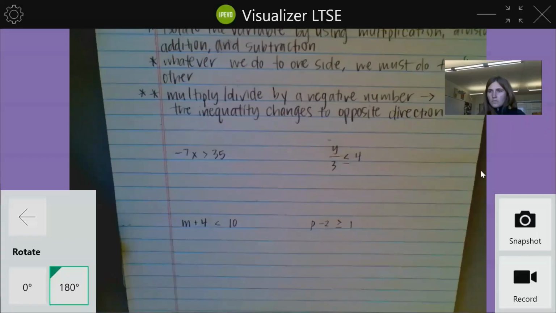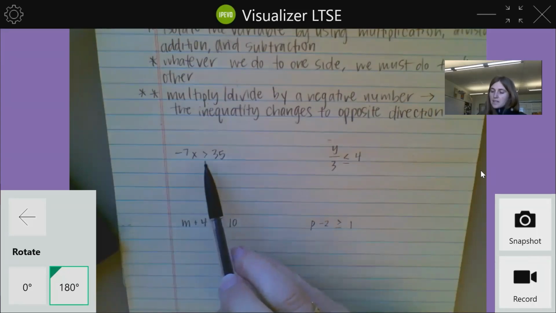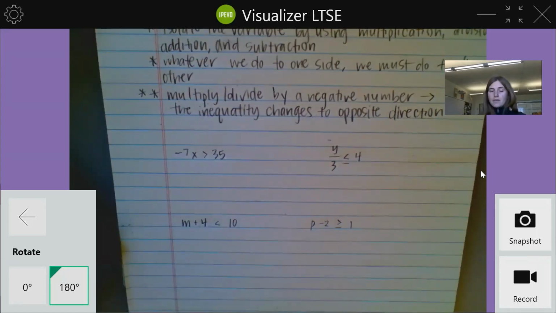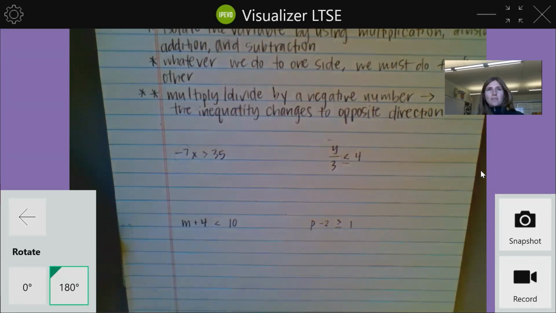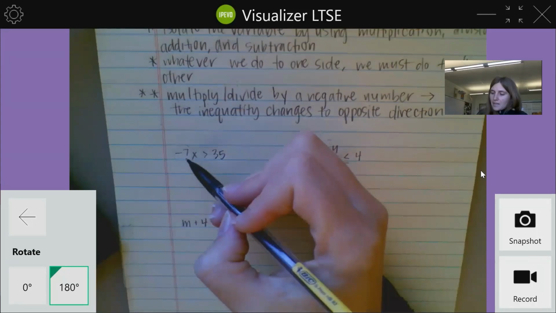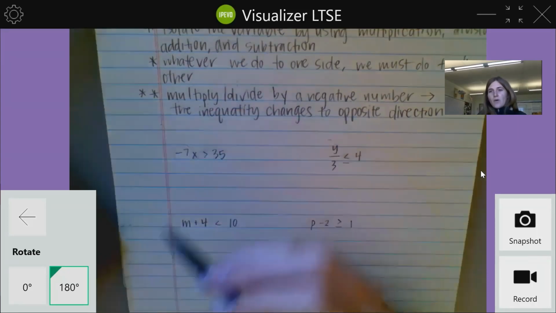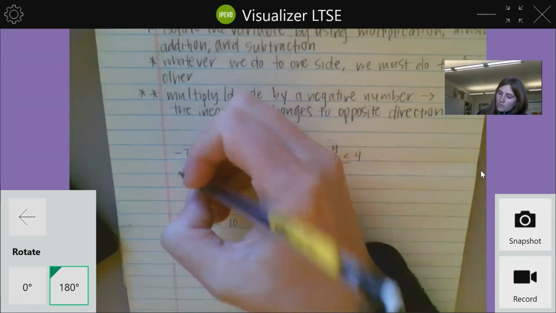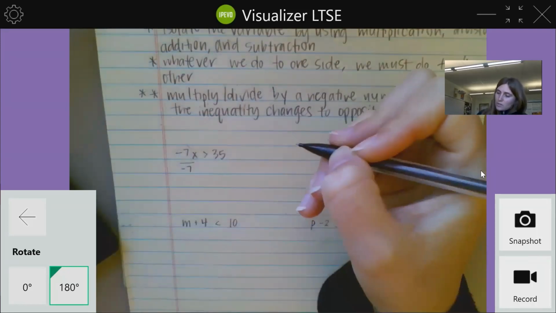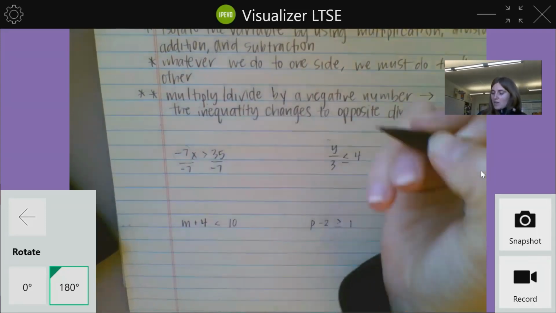All right, so let's take a look at these practice problems. The first one we have is negative 7x is greater than 35. In order to isolate the x, I need to get rid of this negative 7 by dividing, because that negative 7 is being multiplied by x right now. In order to undo multiplication, I divide. So I divide this side by negative 7, which means I need to divide the other side by negative 7.